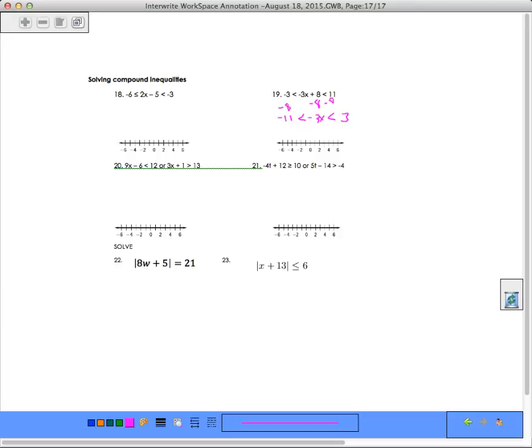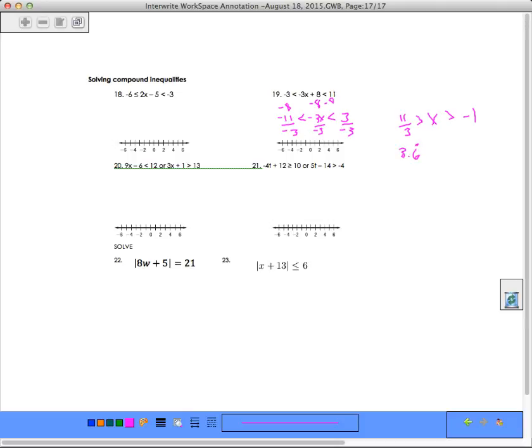Okay, and then I'm going to divide by -3. Be very careful here. When you divide by a negative, even on these, you have to flip your sign. So I have 11/3 is greater than x is greater than -1. And you can change 11/3 to a decimal. That is just 3.6 repeating.